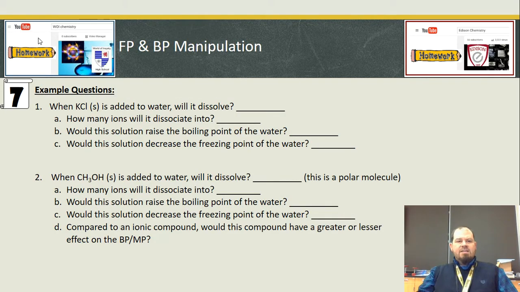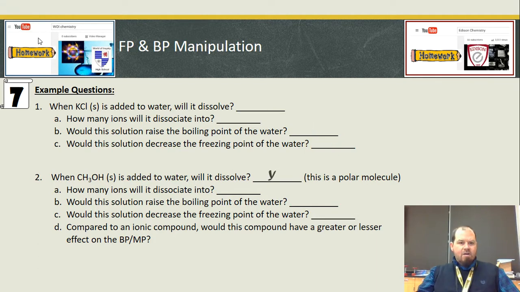Ready? KCl is added to water. Will it dissolve? Well, KCl, I use table F. All chlorides dissolve except for with silver, mercury, or lead. So this is going to dissolve. It's also ionic because K is a metal. So how many ions will it dissociate into? 2, K plus and Cl minus. Would the solution raise the boiling point of water? Well, absolutely. And would it decrease the freezing point? Well, absolutely. Okay.